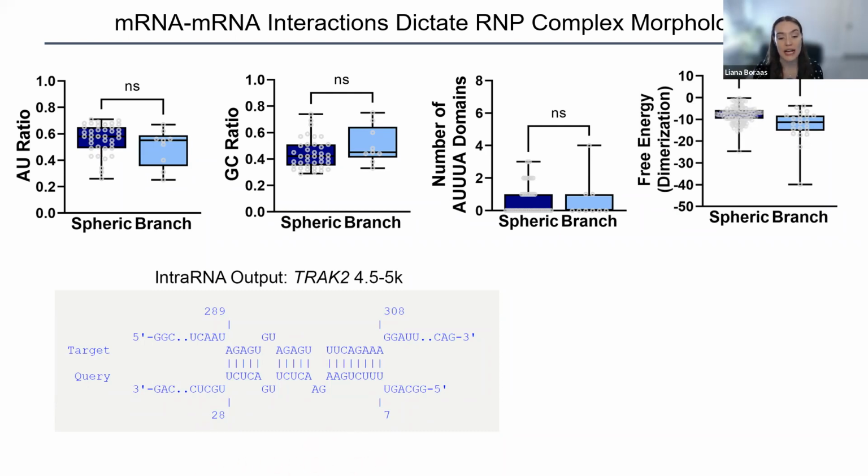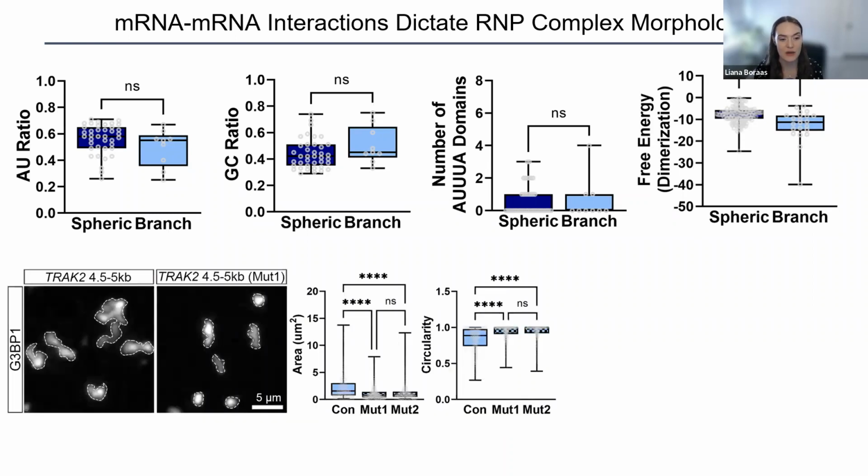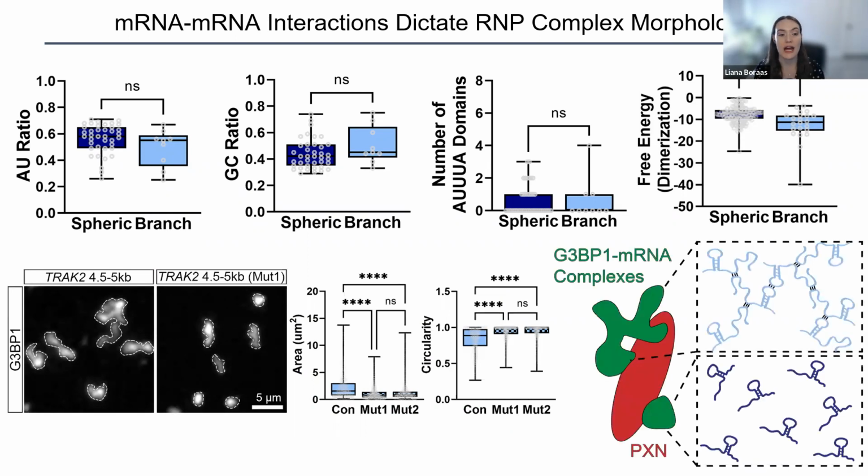And so I went ahead and mutated some of those regions. I did 2 different examples of this. And for both of the mutants, when we only mutate those dimerization domains, we can drastically reduce the size and increase the circularity of the resulting granules. So based on this, we think that the heterogeneity that we see in cells is dictated by the RNA's ability to dimerize and to interact.